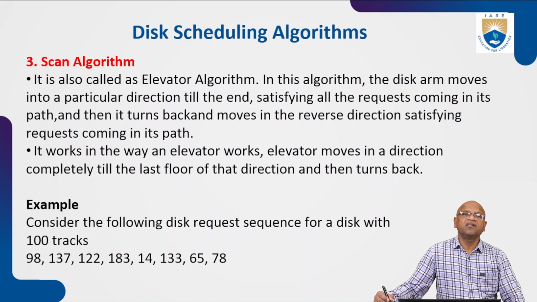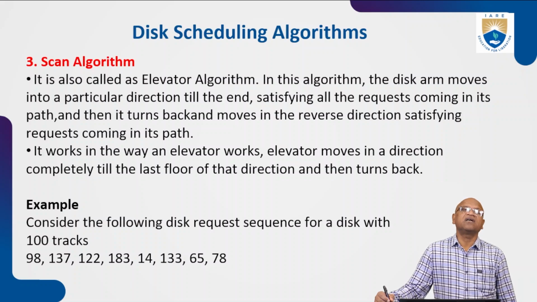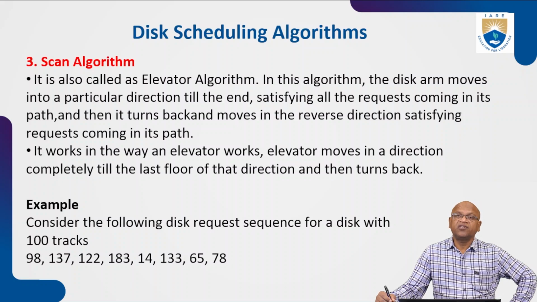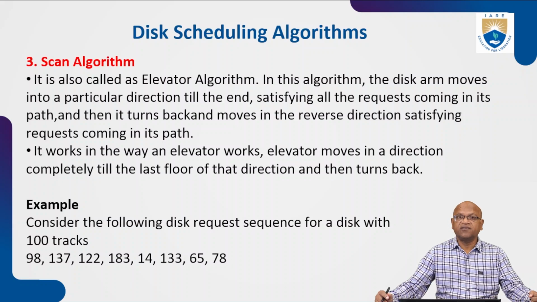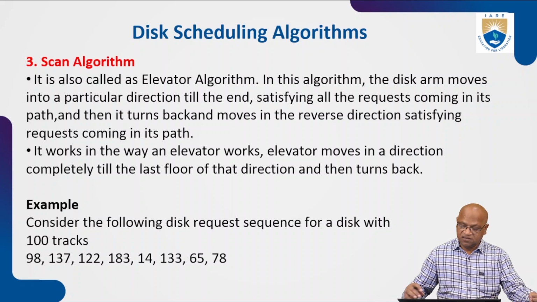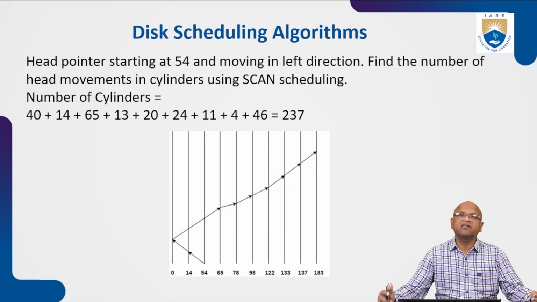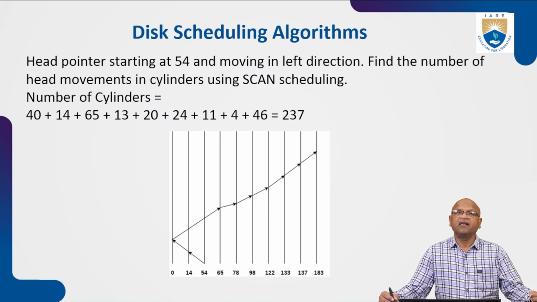Let us look at an example. We consider the following disk request sequence for a disk with 200 tracks: 98, 137, 122, 183, 14, 133, 65, 78. These are the tracks on the disk. The head pointer starts at 54 and moves in the left direction. We need the number of head movements in cylinders using the SCAN schedule.